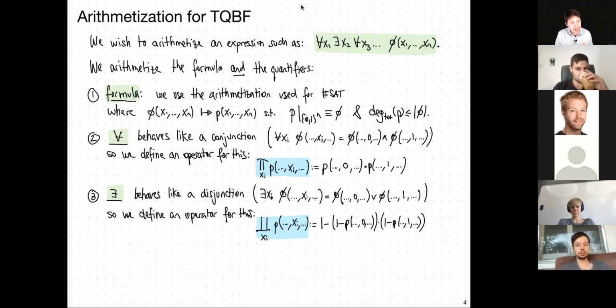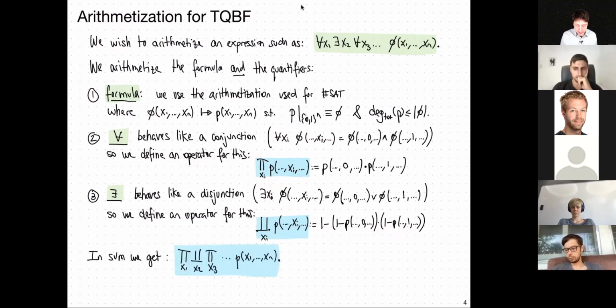Again, this is just an educated guess of what it might be useful to do. We're just translating logical operators on the formula into arithmetic operators onto the corresponding polynomial. So in sum, our candidate arithmetization of this expression is this arithmetic expression over here.